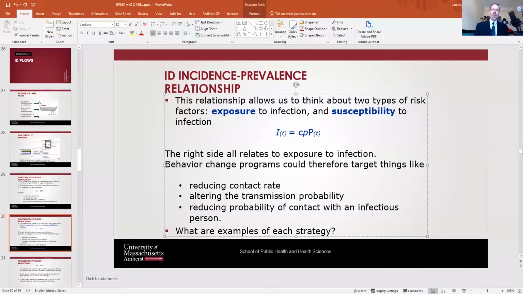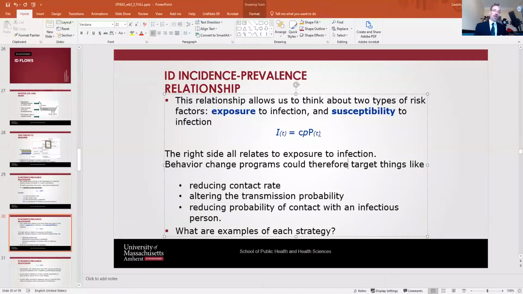Or implementing things like condom use programs. That could be one as well. Or masks for COVID-19, which reduce the probability of transmission from an infected person to another person. And finally, reducing the probability of contact with an infectious person. So we have prevalent cases at time t, we sequester those people, keep them at home.